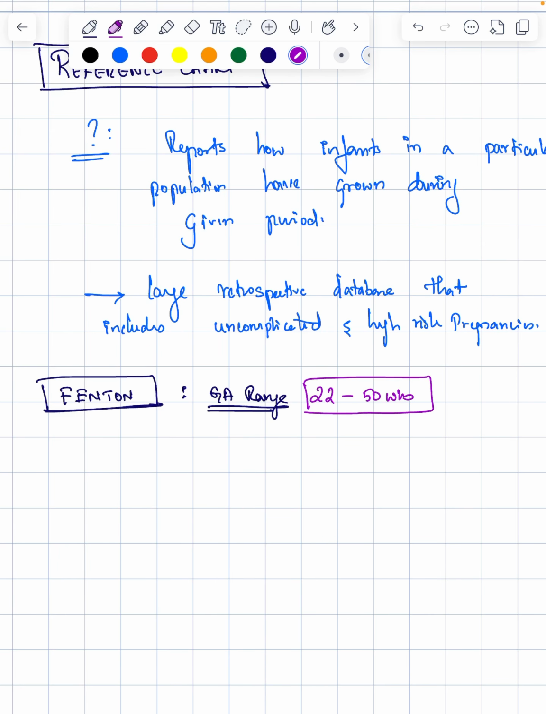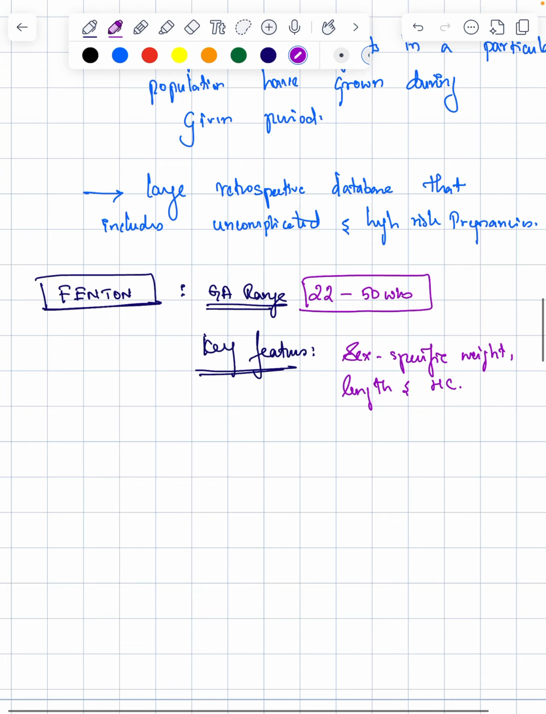What are the key features of your Fenton chart? First, it uses sex specific weight, length and head circumference. It is most widely used. It is smoothed to WHO after 36 weeks, so after 36 weeks it can correlate with your WHO growth chart also. Okay, this is about your Fenton chart.